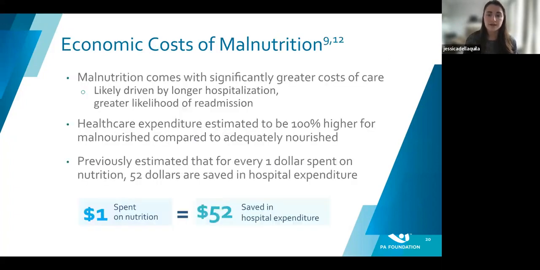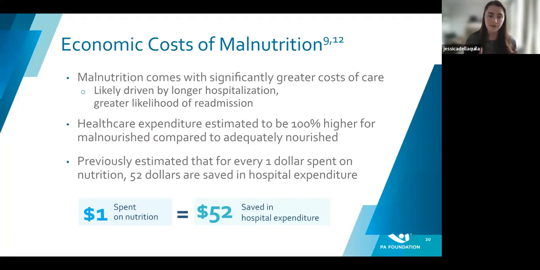So the economic costs of malnutrition. Overall, malnutrition drives longer hospitalization stays and a greater likelihood of readmission, which is a huge burden from a cost perspective on the healthcare system. It's funny, in a lot of fields of medicine, we talk about the importance of preventative care, and nutrition 100% falls into that category.